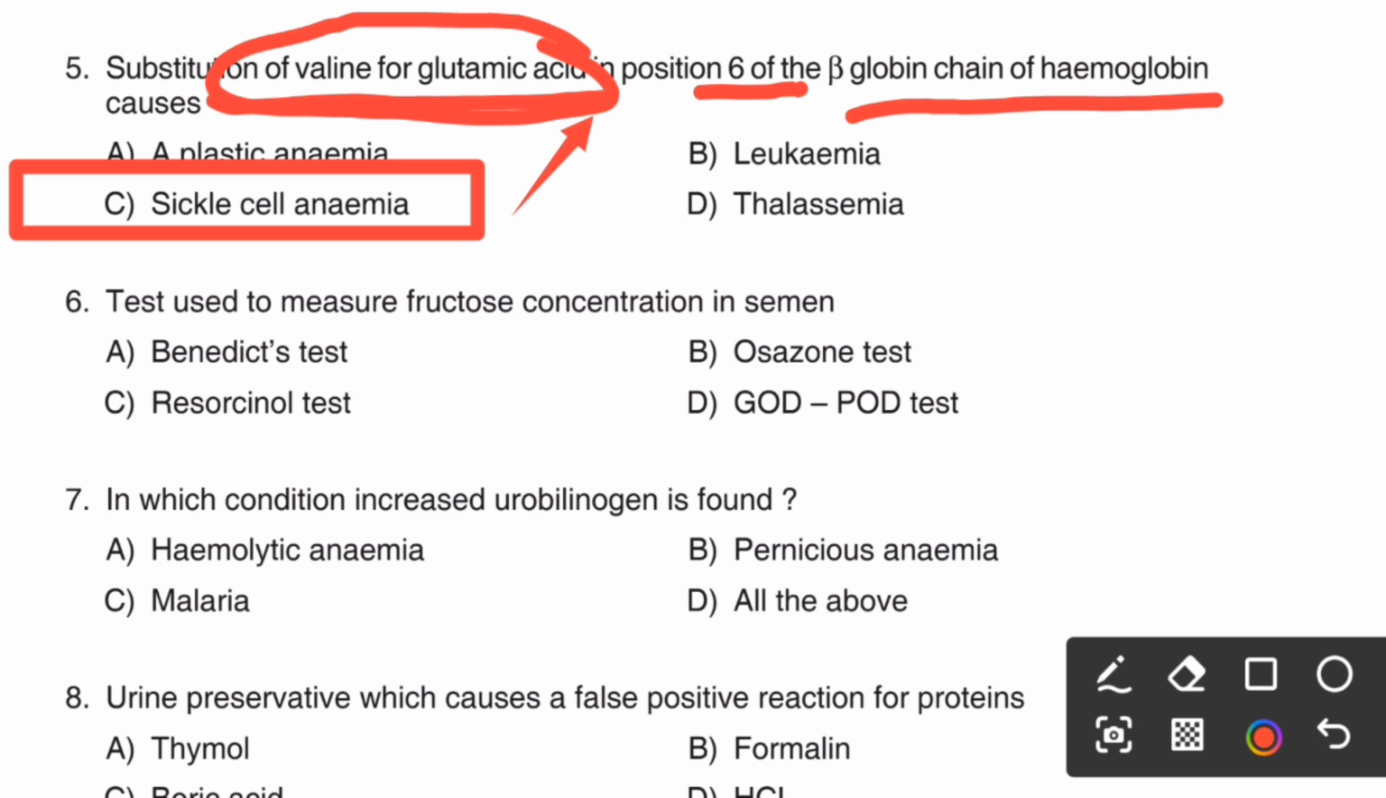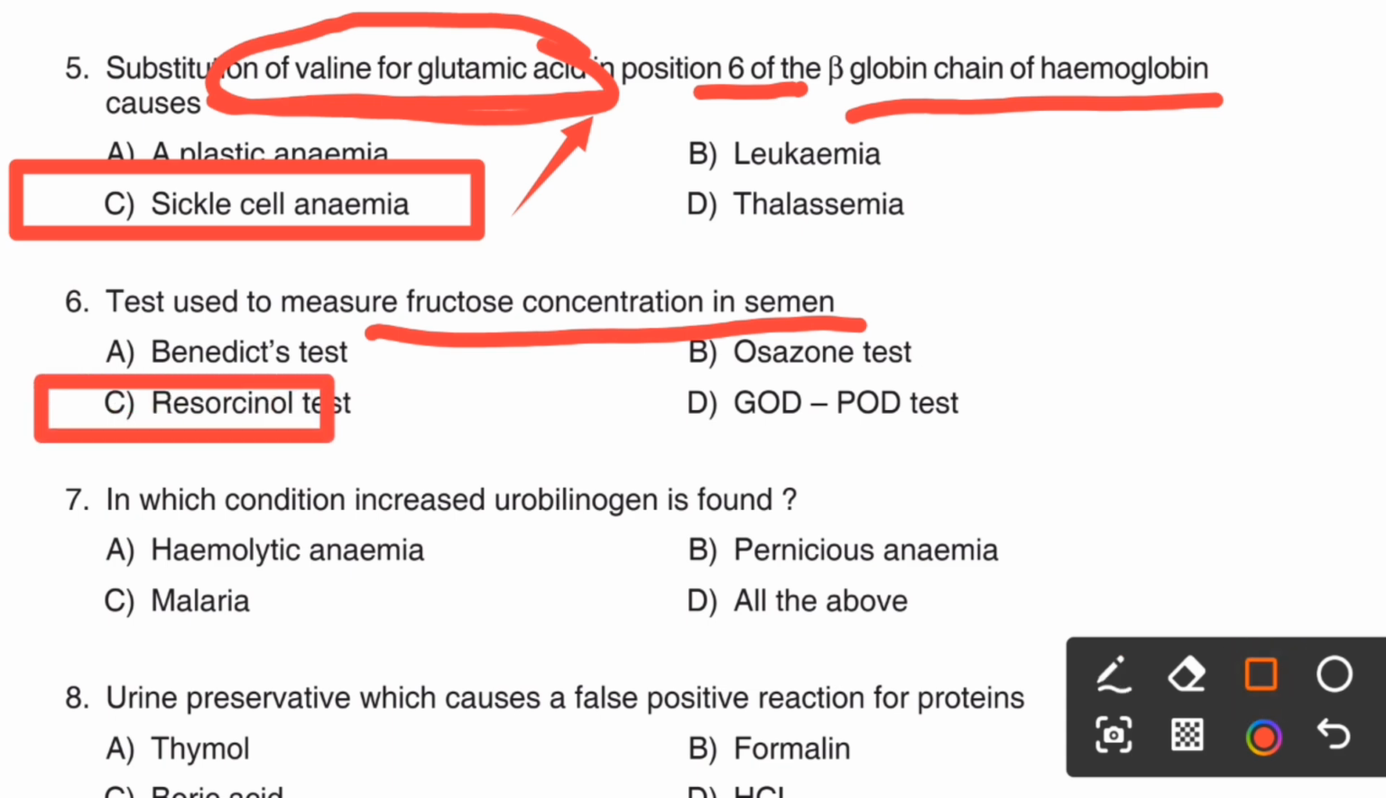Next one. Test used to measure fructose concentration in semen. Option A Benedict's test, option B Osesson test, option C resorcinol test, option D GOD-POD test or glucose oxidase peroxidase test. The right answer is option C resorcinol test. Fructose concentration in semen is detected with resorcinol test.